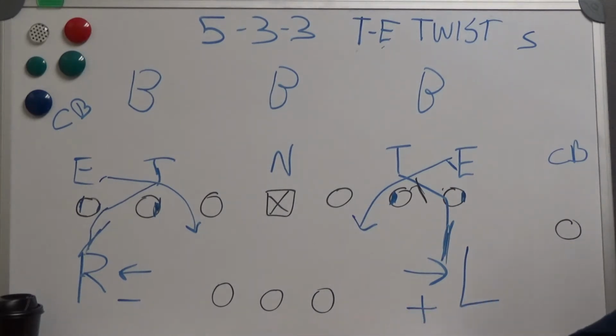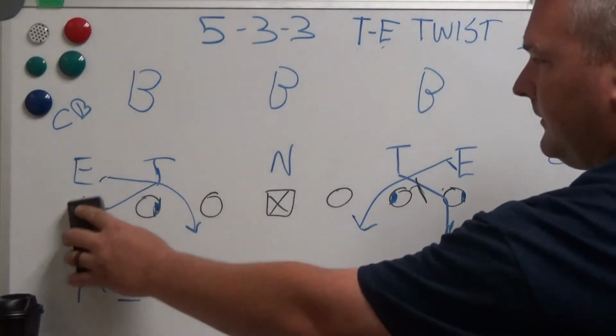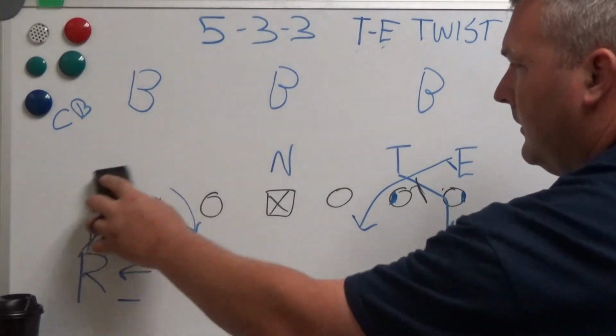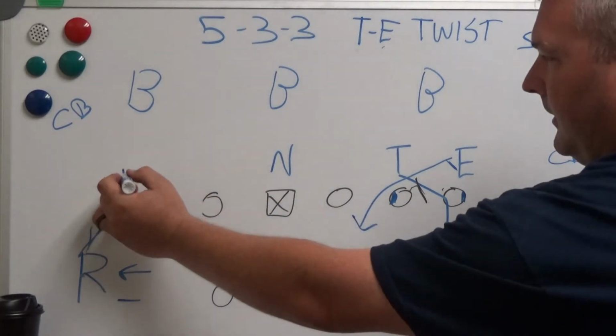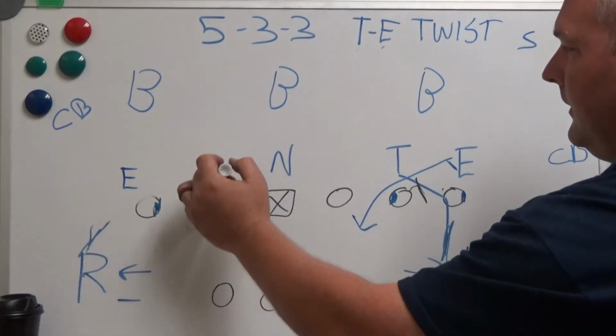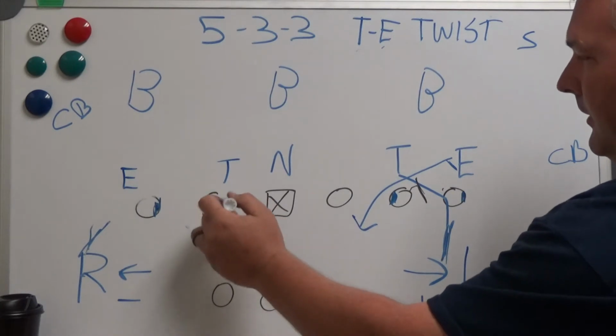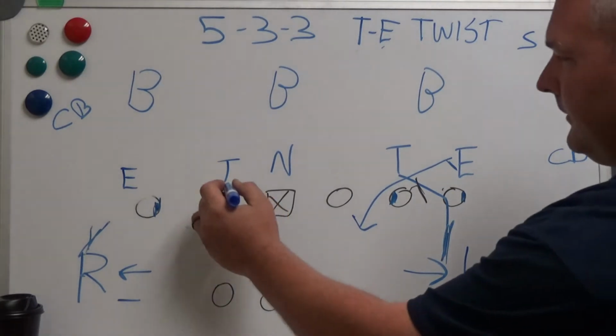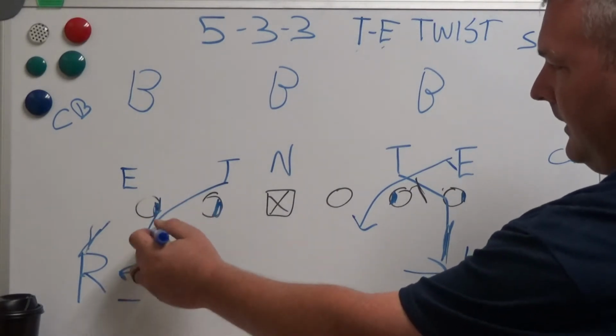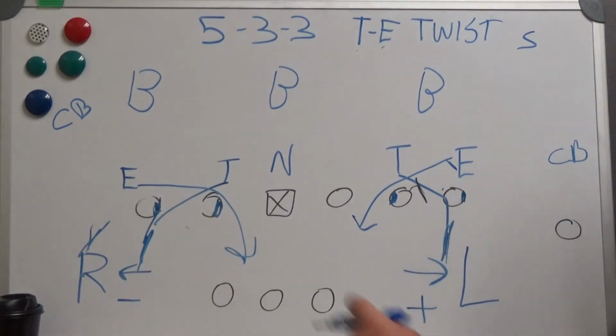If there is not, say for instance, a tight end, we can still run this game. End is going to maybe be here, tackle is going to be here. This is something that we'll work on, and we'll teach the kids as we progress through. Tackle working through the inside hip has outside contain, end crashes off of his hip.